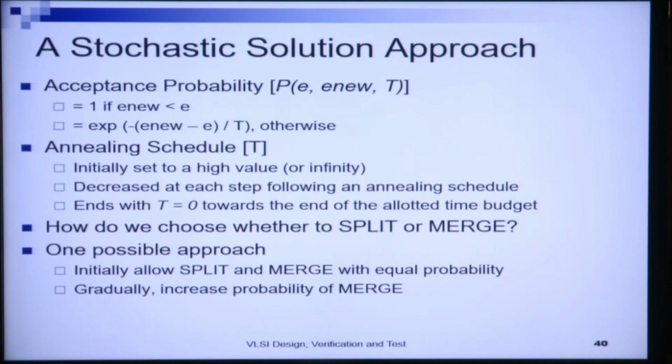That is also another question. One choice is that initially I allow splits and merges with equal probability, and then I gradually increase the probability of merges, because finally I want to have more merges than splits. That means finally I want to have a higher resource sharing. I need to obtain a resource sharing that gives me the minimum area cost. With this, we come to the end of this module.